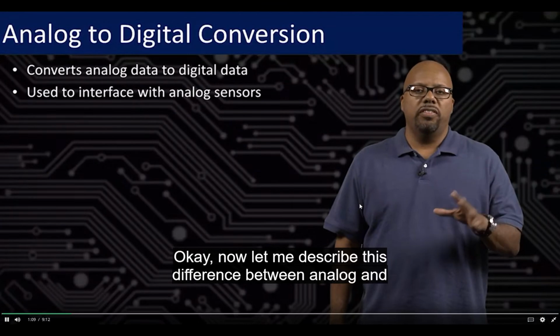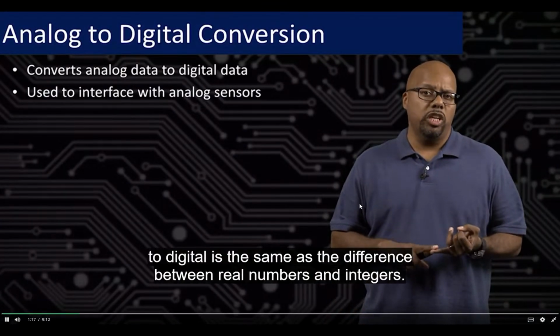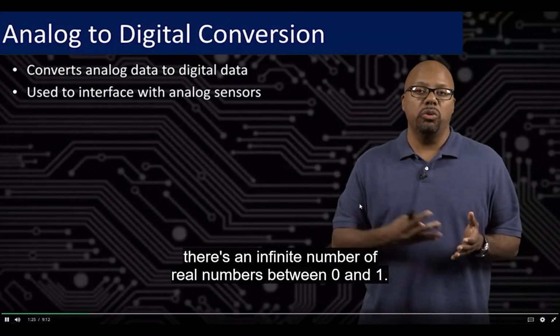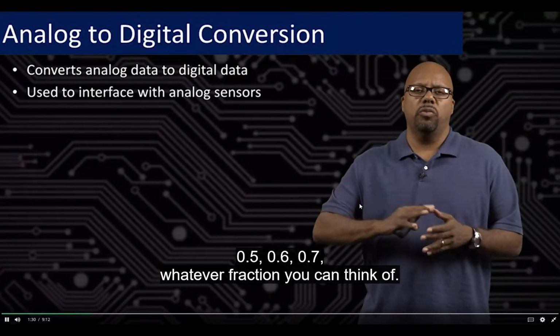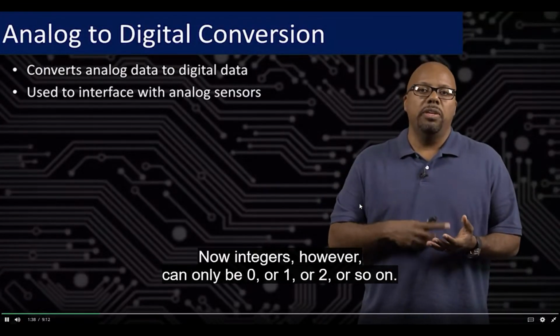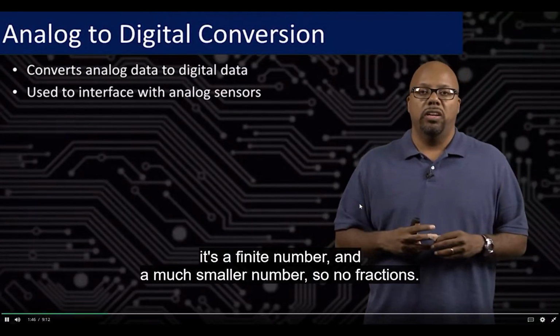Now, let me describe this difference between analog and digital very briefly. A very quick way to say it is that analog versus digital is the same as the difference between real numbers and integers. If you remember that, right? Real numbers are continuous. If you look at the real numbers between 0 and 1, there's an infinite number of them: 0.5, 0.6, 0.7, whatever fraction you can think of. Integers, however, can only be 0 or 1 or 2 and so on, with no fractions. So between 0 and 1, there's just integer 0 and integer 1. It's a finite, much smaller number.